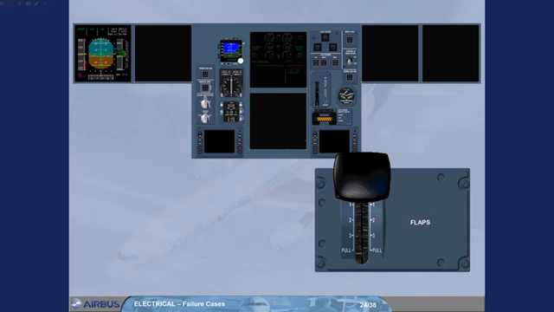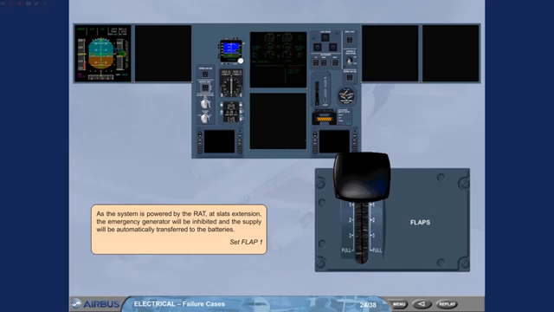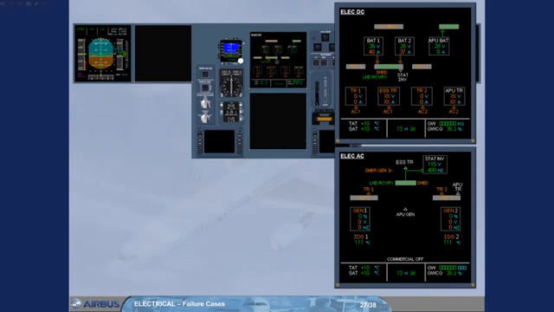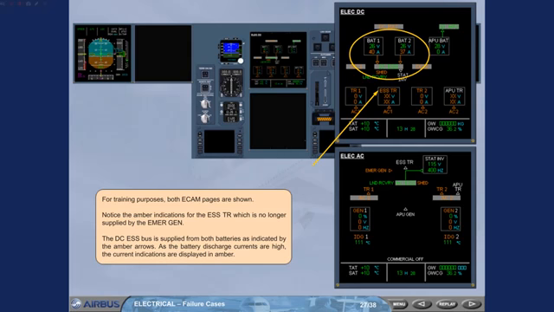Set flap 1. For training purposes, both ECAM pages are shown. Notice the amber indications for the essential TR, which is no longer supplied by the emergency generator. The DC essential bus is supplied from both batteries as indicated by the amber arrows. As the battery discharge currents are high, the current indications are displayed in amber.